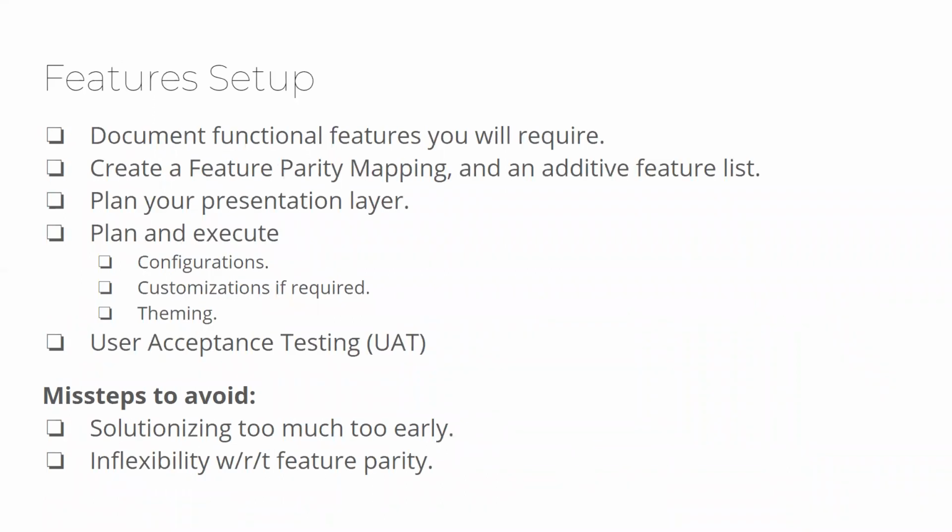The next big step is going to be the setup of your functional features. So at the beginning, I covered knowing what features you absolutely must have, when you need them, and what you can live without, even if it's just at the start. So there's very few technology transitions that involve 100% feature parity. And so some flexibility is sometimes required in adopting slightly different ways of doing the same thing.